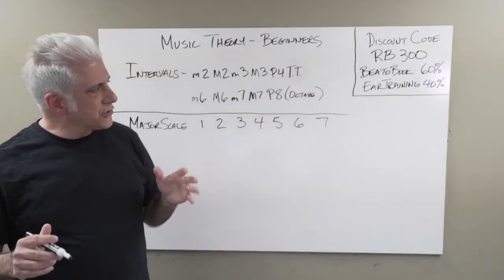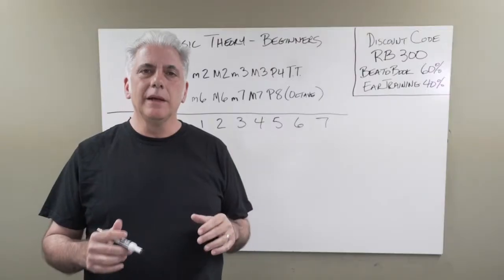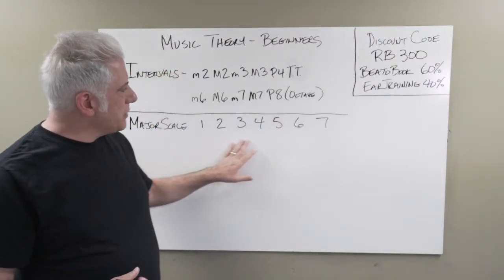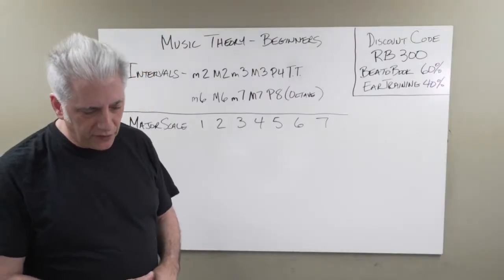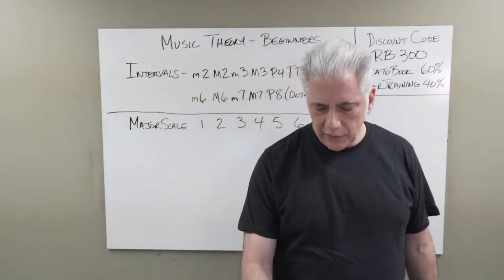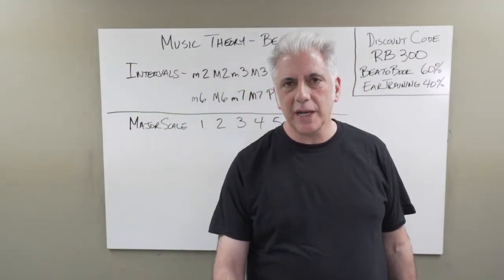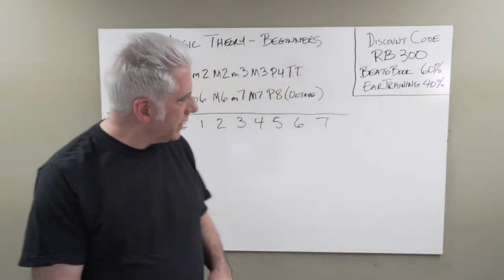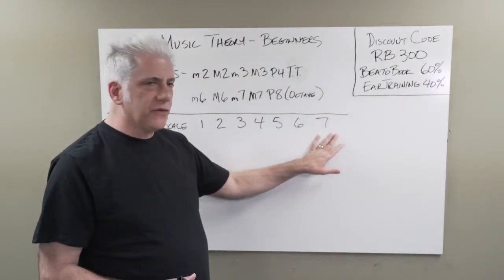But there's actually an easier way to know that, and it's to take the major scale. The major scale is just 1, 2, 3, 4, 5, 6, 7. Okay, so if you're in the key of C, C, D, E, F, G, A, B, that's the major scale, and then back to C. Okay, we're going to call that 1, 2, 3, 4, 5, 6, 7.